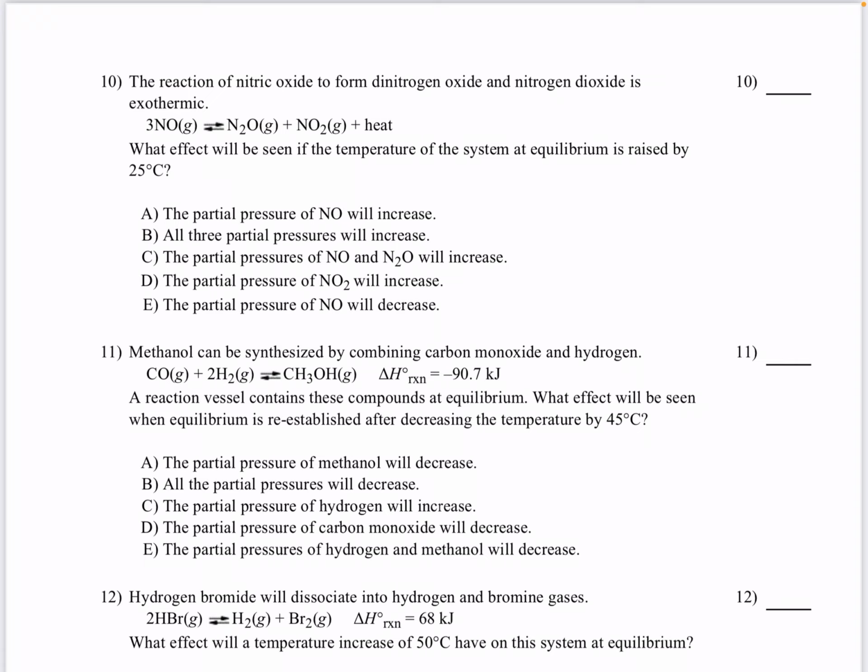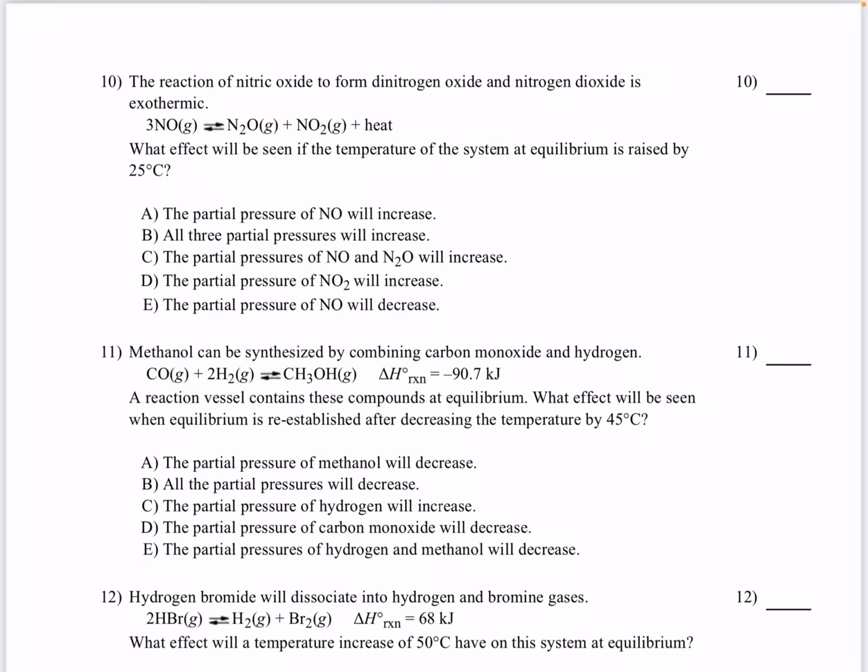Now in questions 10 to 15, we're going to see how a change in temperature changes the equilibrium, which direction it should move, and also what happens to the equilibrium constant, whether it's going to get bigger or smaller, by going through some temperature changes. Okay, you guys ready? Let's look at number 10.